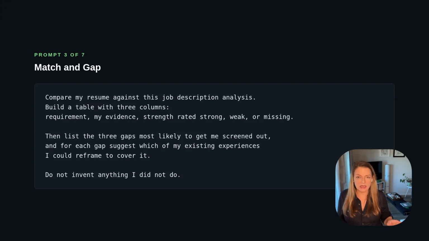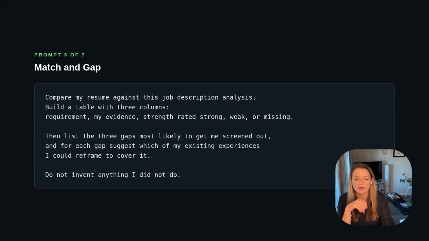Do not invent anything I did not do. That's important. Do not invent anything is not optional here, because ChatGPT will happily gift you experiences you never had. You will also collapse publicly should you make it to the interview when they ask you about this great experience that you don't have, but it is on your resume. Reframing is fair, fabricating is not.